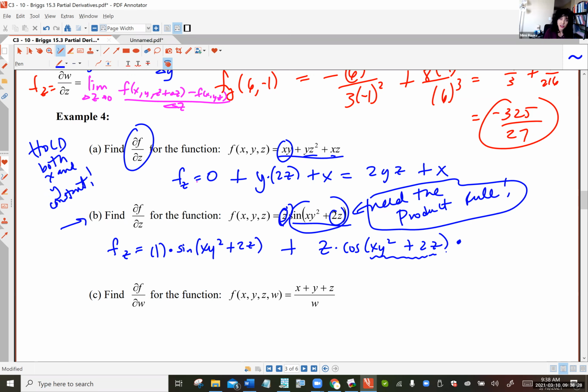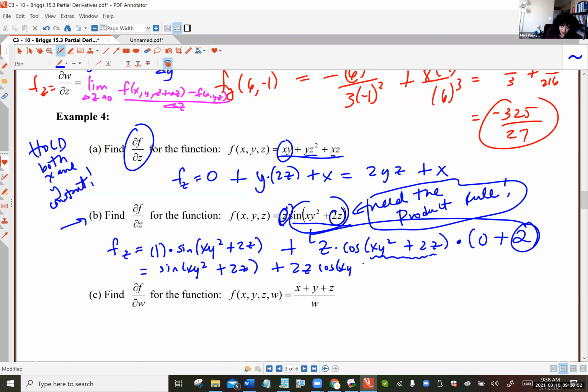Well, the derivative of xy squared with respect to z is 0. And the derivative of 2z with respect to z is 2. And then clean this mess up so it looks a little nicer. Move this 2 way out in front. I like the coefficients way out in front, please. I'm trying to train my Calc 2 students to do that. And oh boy, it's a challenge. And we're done. So there we use the product rule to find that partial.